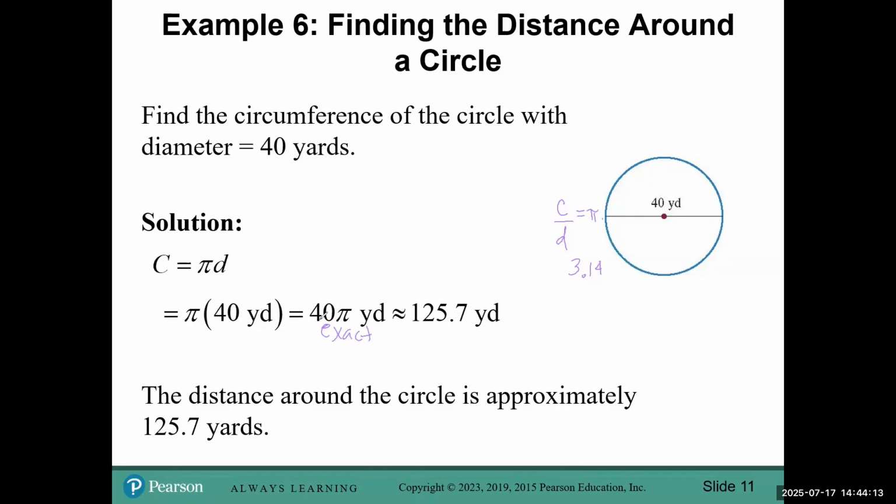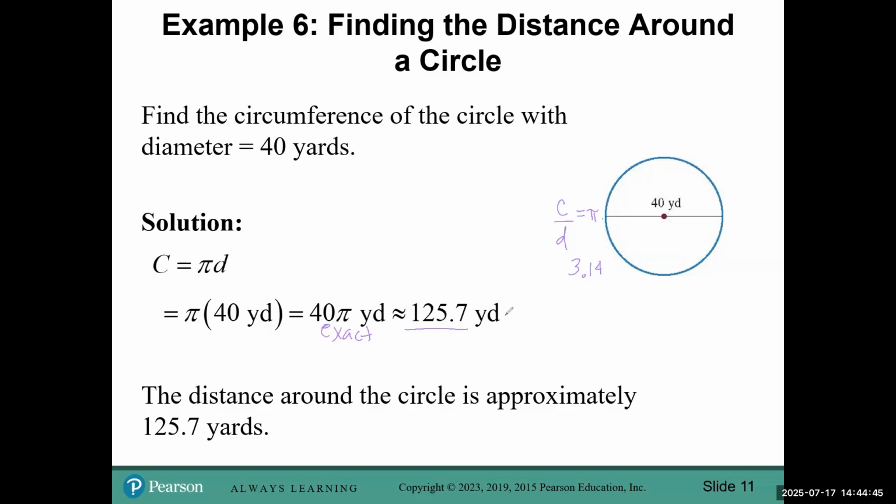But you'd be really hard pressed to find someone who could cut you a length of rope to be 40 pi yards. So most of the time we take an approximation. We just multiply by 3.14, or we might take more digits. We can take as many digits of pi as we want, but this is probably accurate enough. So multiplying by 3.14 and rounding to one decimal place, I get 125.7 yards. And I would use that as the approximation.